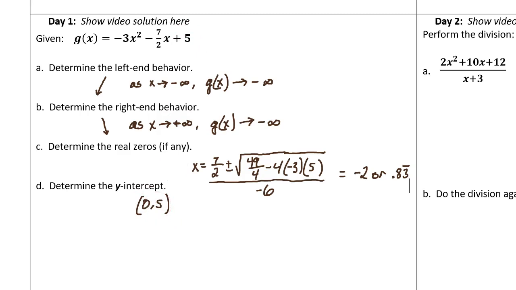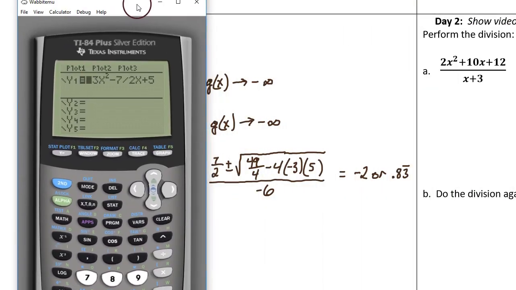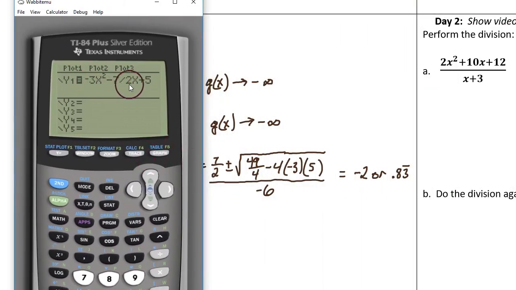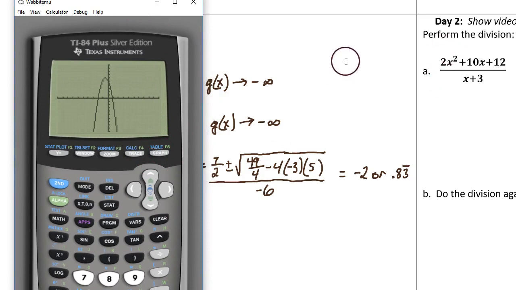Now let's actually look at the graph and check that our predictions are correct. Pull the calculator onto the screen. Got the function typed in and push graph. Notice it is in fact an upside down parabola, so the left end behavior is that it continues to go down forever. The right end behavior is that it continues to go down forever. There's a 0 at -2 and a 0 here at 0.83 repeating. And we can see that it's crossing the y-axis up here at +5.